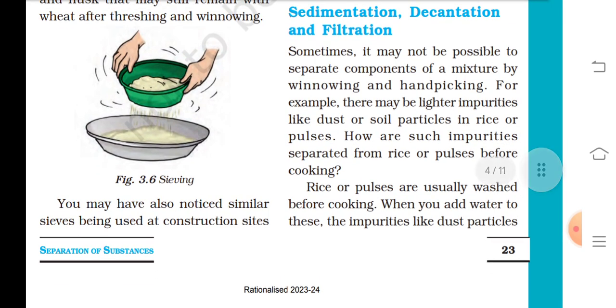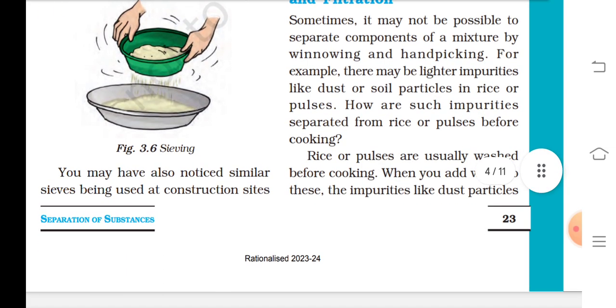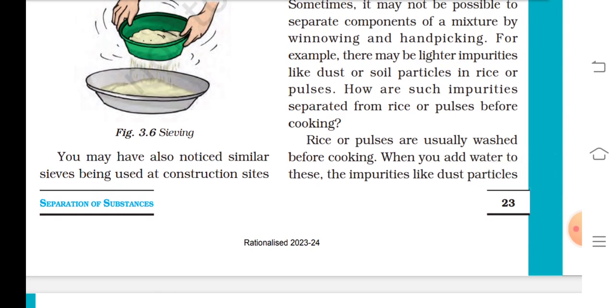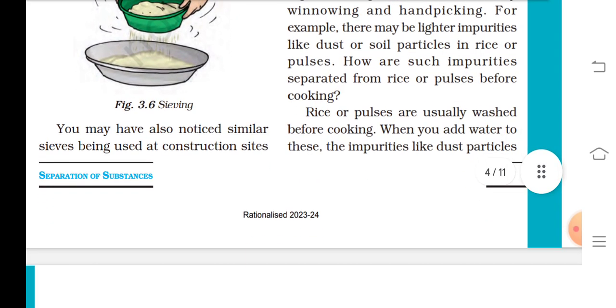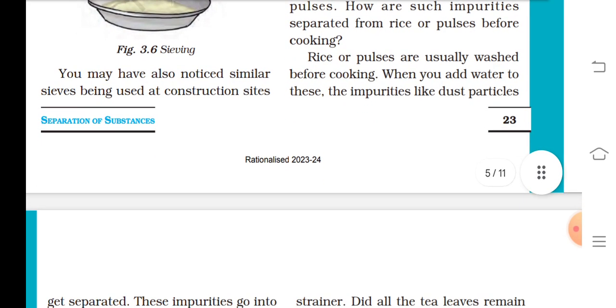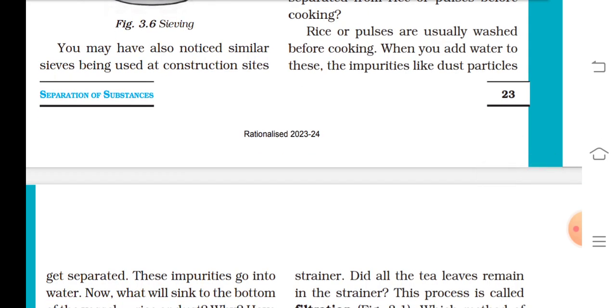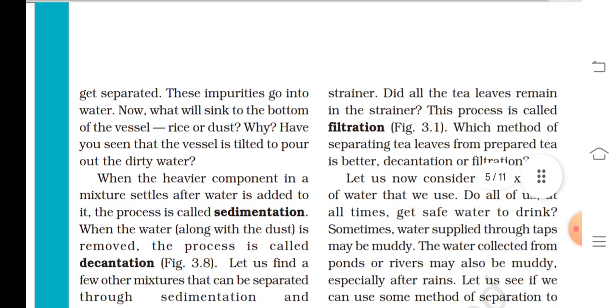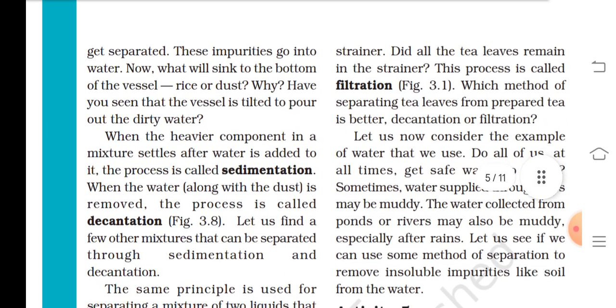Sedimentation, decantation, or filtration. Sometimes it may not be possible to separate components of a mixture by winnowing and hand picking. For example, there may be lighter impurities like dust or soil particles in rice or pulses. How are such impurities separated from rice or pulses before cooking? Rice or pulses are usually washed before cooking. When you add water, impurities like dust and particles get separated. These impurities go into the water.